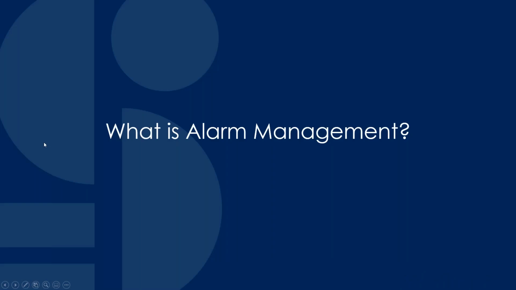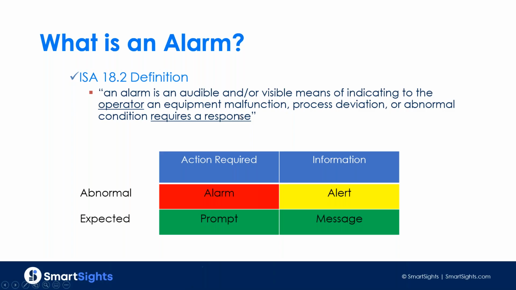So to begin, what is alarm management? I think before we describe the management piece, we have to talk about what the alarm piece is with respect to industrial control systems specifically. So the ISA 18.2 standard defines an alarm basically as an audible or visible means of indicating to an operator that an abnormal condition is happening, and that it requires a response from them to resolve it, right?